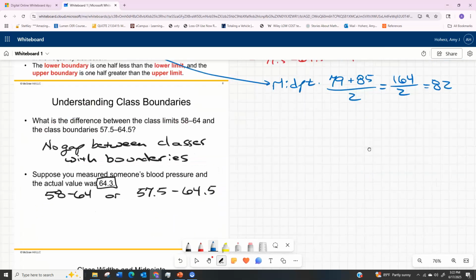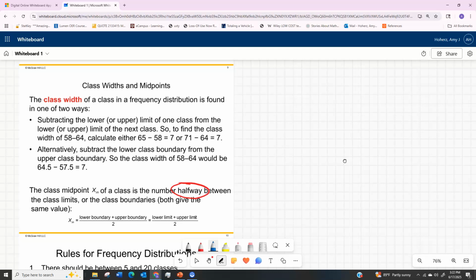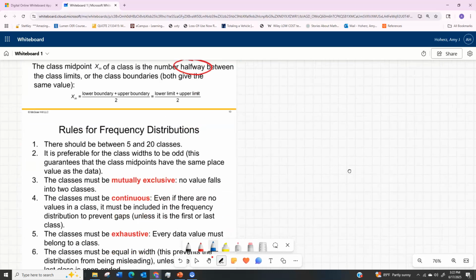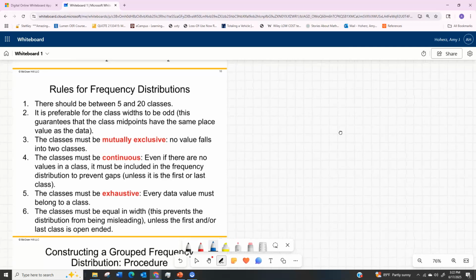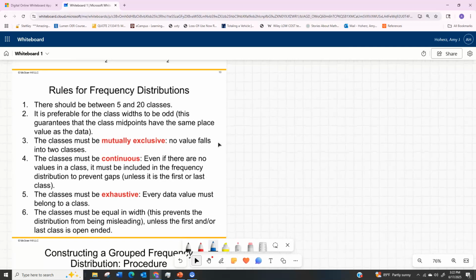Okay, so let's go down. Learn how to do the midpoints. And we have some just general rules for frequency distributions. So in these, there are some things that are hard and fast rules, and some are just kind of niceties. So there should be between 5 and 20 classes. So we'll say if it's a nicety, we'll put a plus sign by it. So between 5 and 20 classes, that's kind of a nicety. It's not a hard and fast rule. You could have 4, you could have 25.